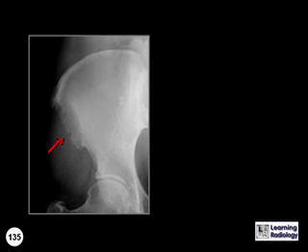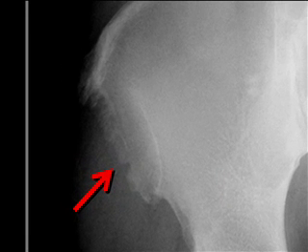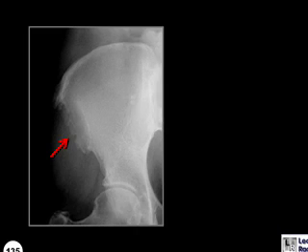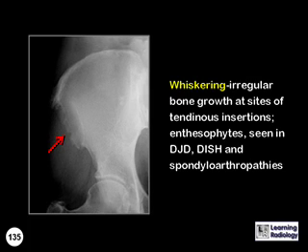What is the descriptive term for this appearance? This is whiskering, the irregular bone growth at the sites of tendinous insertions, enthesophytes, seen in diseases such as degenerative arthritis, diffuse idiopathic skeletal hyperostosis, and the spondyloarthropathies.